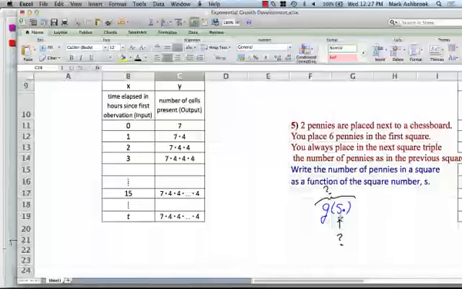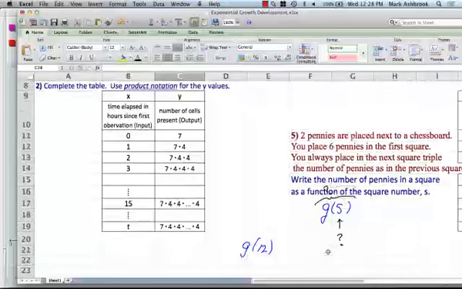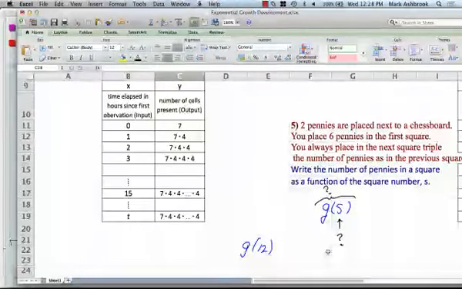Okay, so that's your input, and then what's the whole thing represent? What's the output? The number of pennies on each square. So G of 12 is equal to what? Or no, so what does it mean? The number of pennies on the 12th square. That whole expression means the number of pennies on the 12th square, or the output when the input is 12, right?